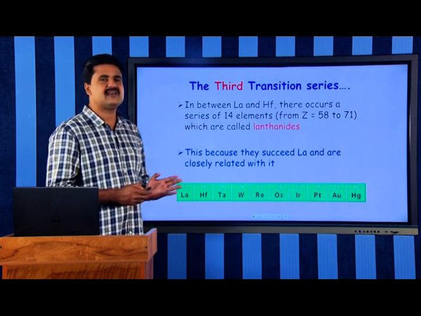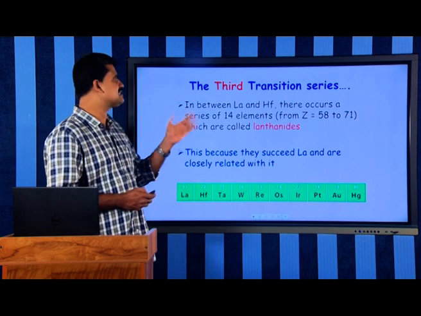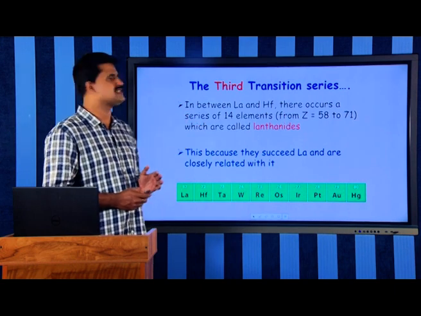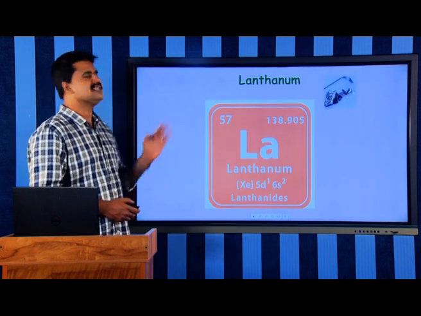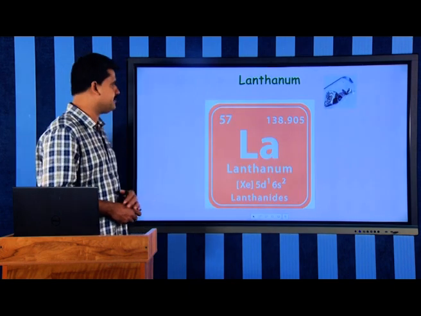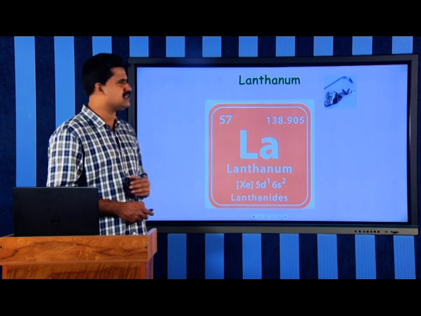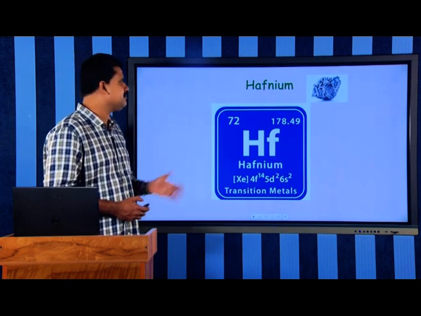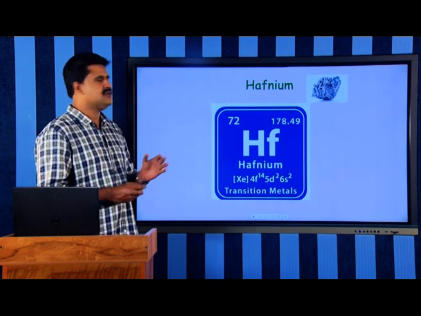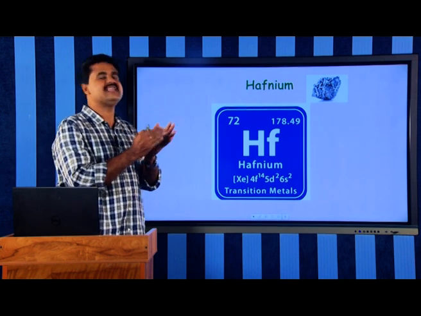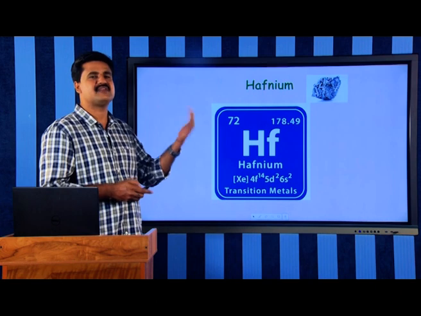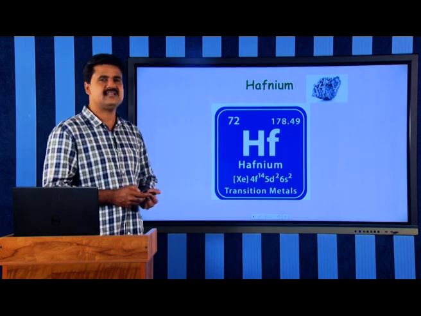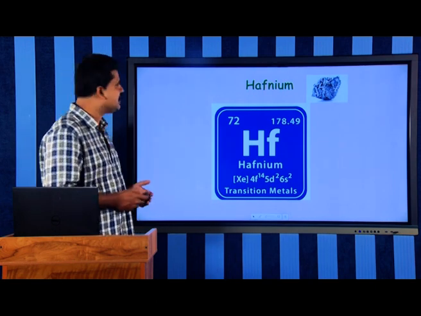And we are looking at the properties of the third transition series in detail. The first element, lanthanum. Lanthanum appears like this. Then hafnium with atomic number 72. See, between lanthanum and hafnium there occur 14 lanthanides. The chemistry will be discussed later under the title lanthanides or inner transition elements.